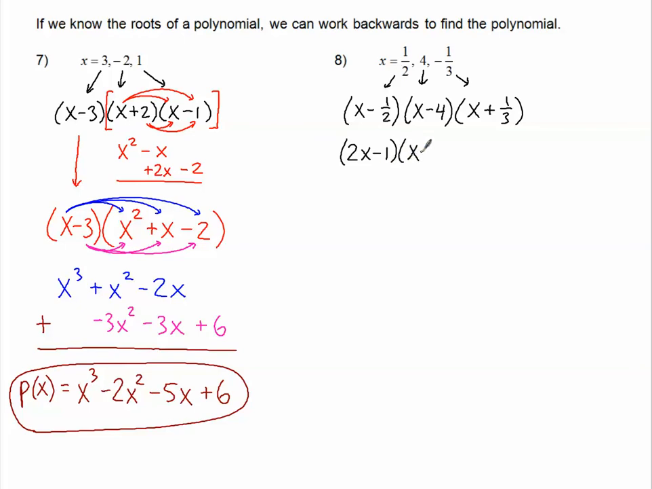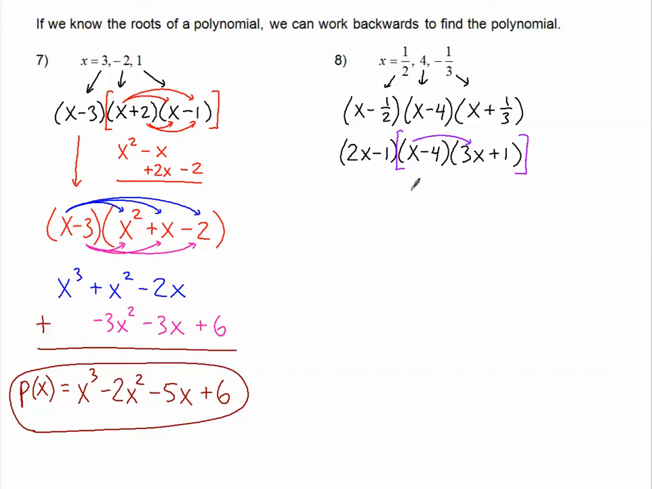X minus 4 doesn't need to change. X plus 1/3, yeah, sure, if you want to deal with that, that's fine, but really we like the 3 to attach itself to the x, and we say 3x plus 1. That feels a whole lot better and will probably be easier for our multiplication. So I still have 3 binomials to multiply together. I'm going to choose to multiply the second two together. That's just my preference. I'll leave the 2x minus 1 alone for a bit.